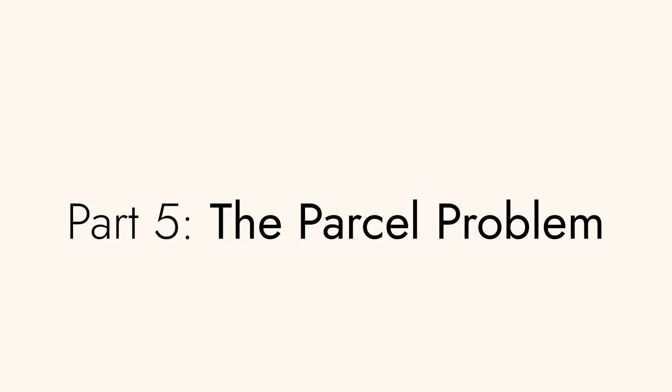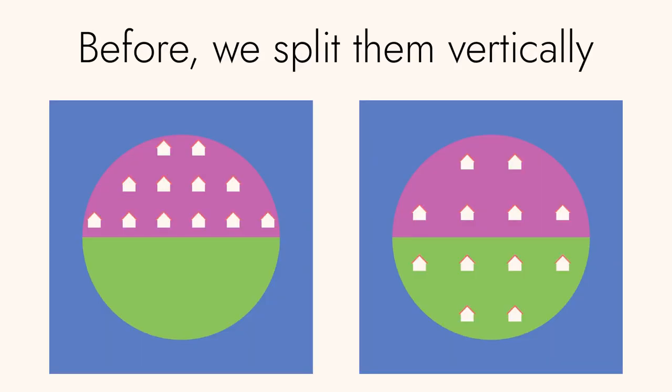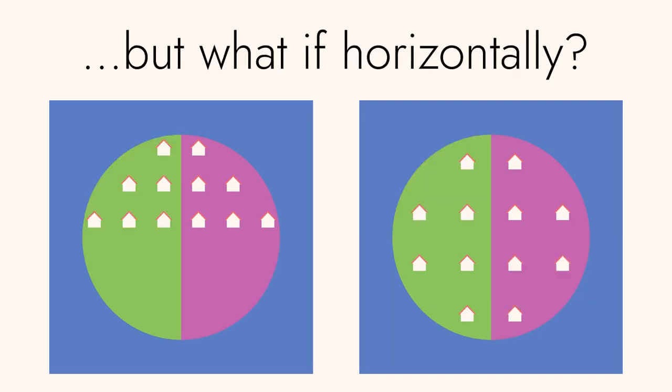Right? Well, so that brings us to what I like to call the parcel problem. What is the parcel problem, you ask? Well, the issue here is that the parcels are kind of arbitrary. Before, we split up these islands vertically. But what if we split them horizontally? So now, in this situation, we end up with the 2 parcels for each of the islands actually having 6 people each, which means we end up with a population-weighted density of 0.12 for both of them.